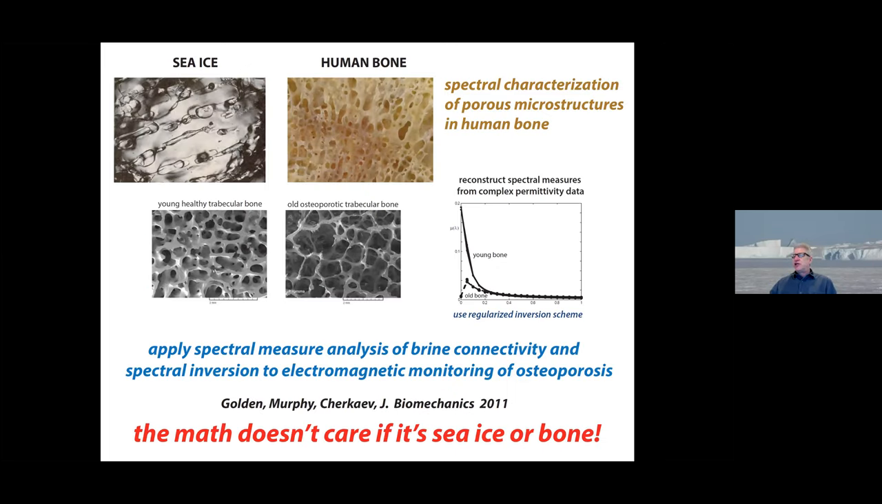Okay, as I mentioned, we have these amazing applications to bone with this spectral measure. So here's sea ice, here's bone, and here's our recovery from electromagnetic data of what the spectral measure looks like in these two different cases. So this is young healthy bone, and this is the spectral measure for old osteoporotic bone. And from my point of view, again, the math doesn't care if it's sea ice or bone or brain tissue or lung, whatever.